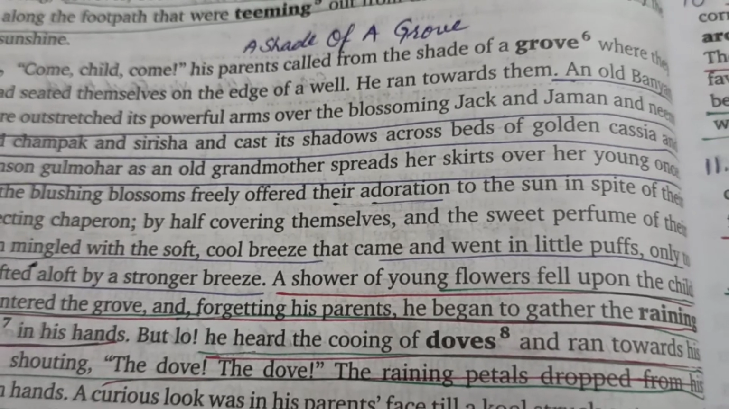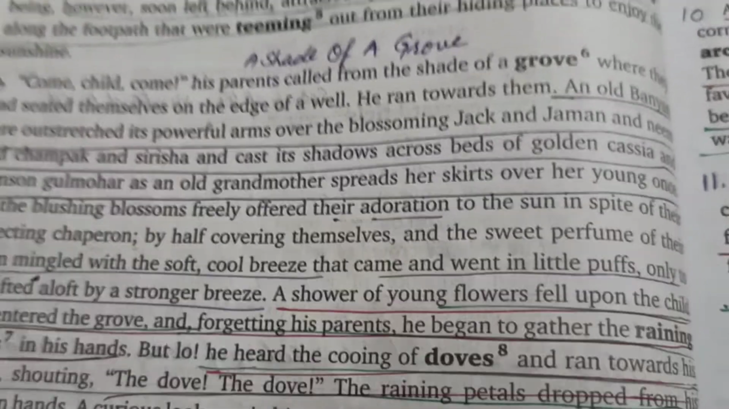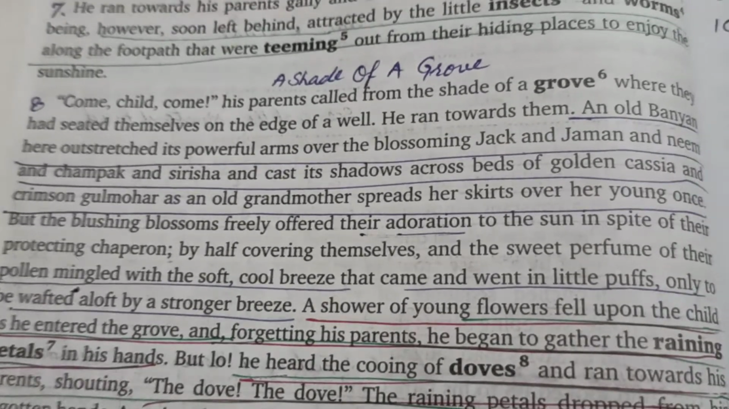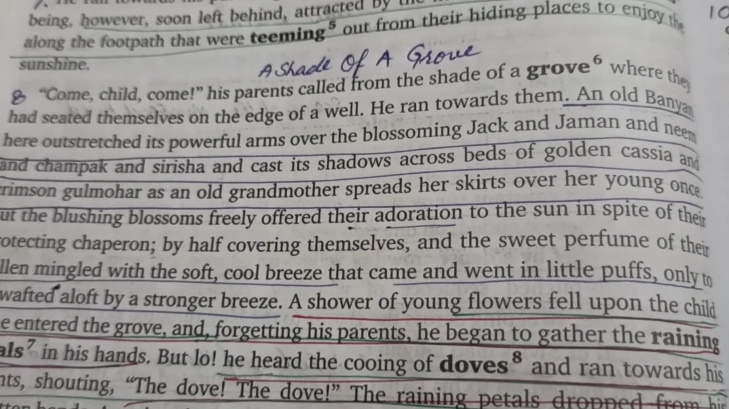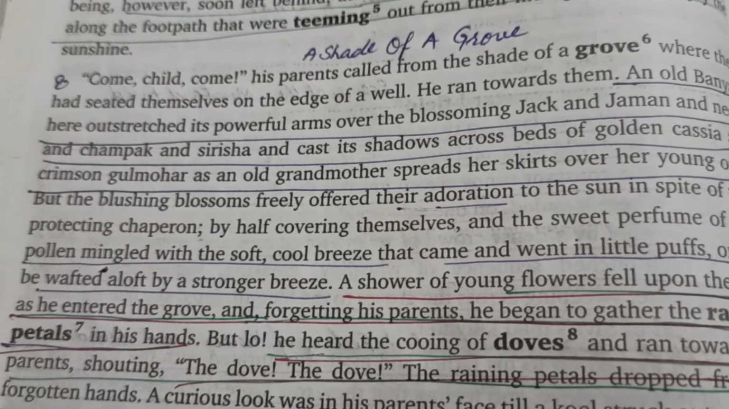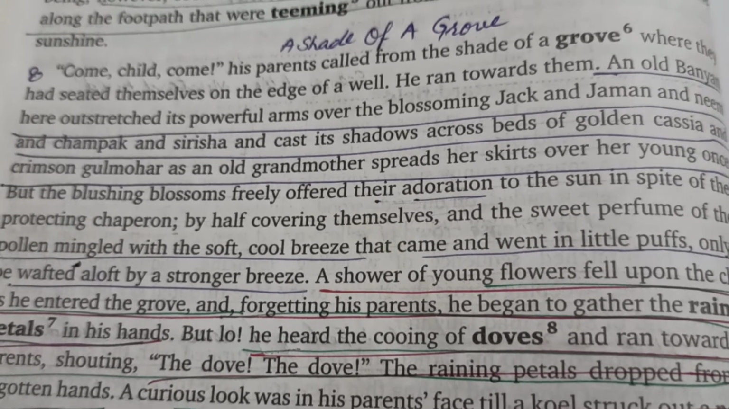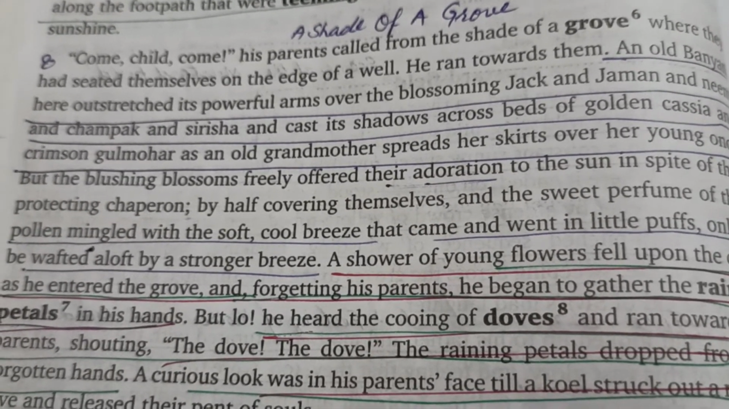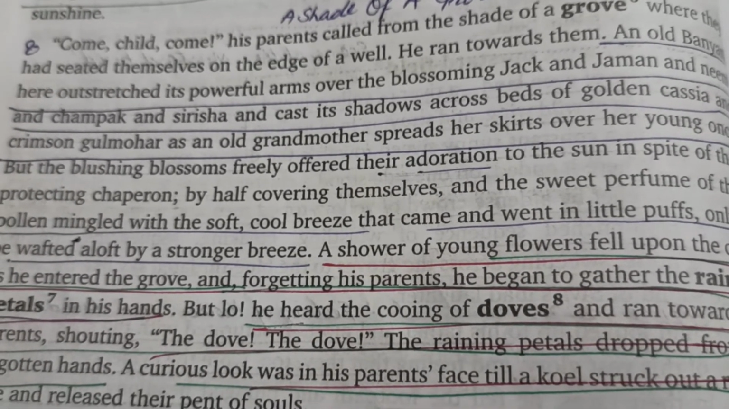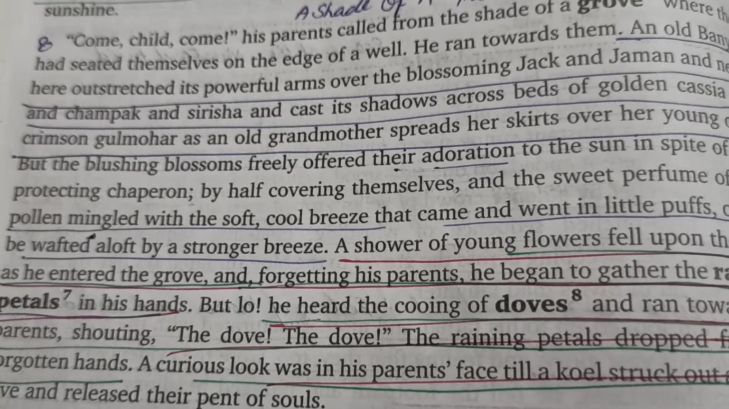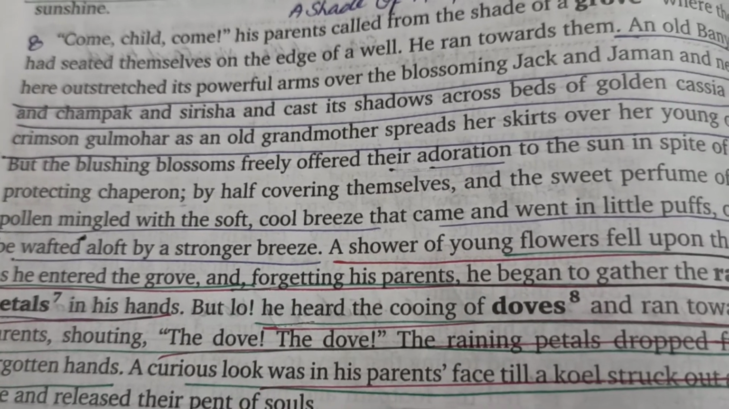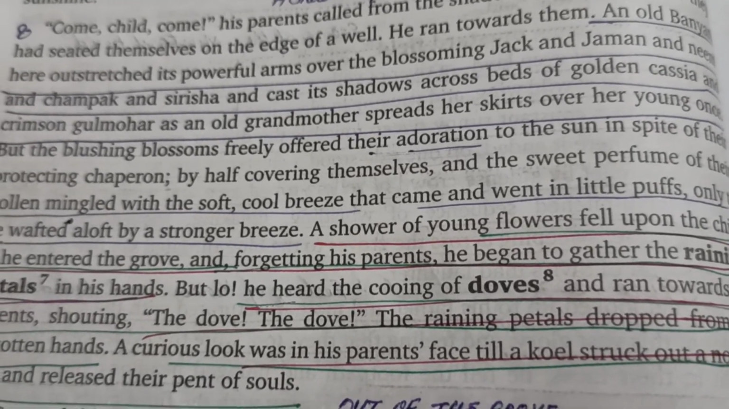Now they were going to enter the shade of a grove. Grove means the orchard of trees, where they had seated themselves on the edge of the well. The child ran towards them. An old banyan here outstretched its powerful arms over the blossoming jack and jamun and neem and champak and sirisha, and cast its shadows across beds of golden cassia and crimson gulmohar, as an old grandmother spreads her skirts over her young ones.